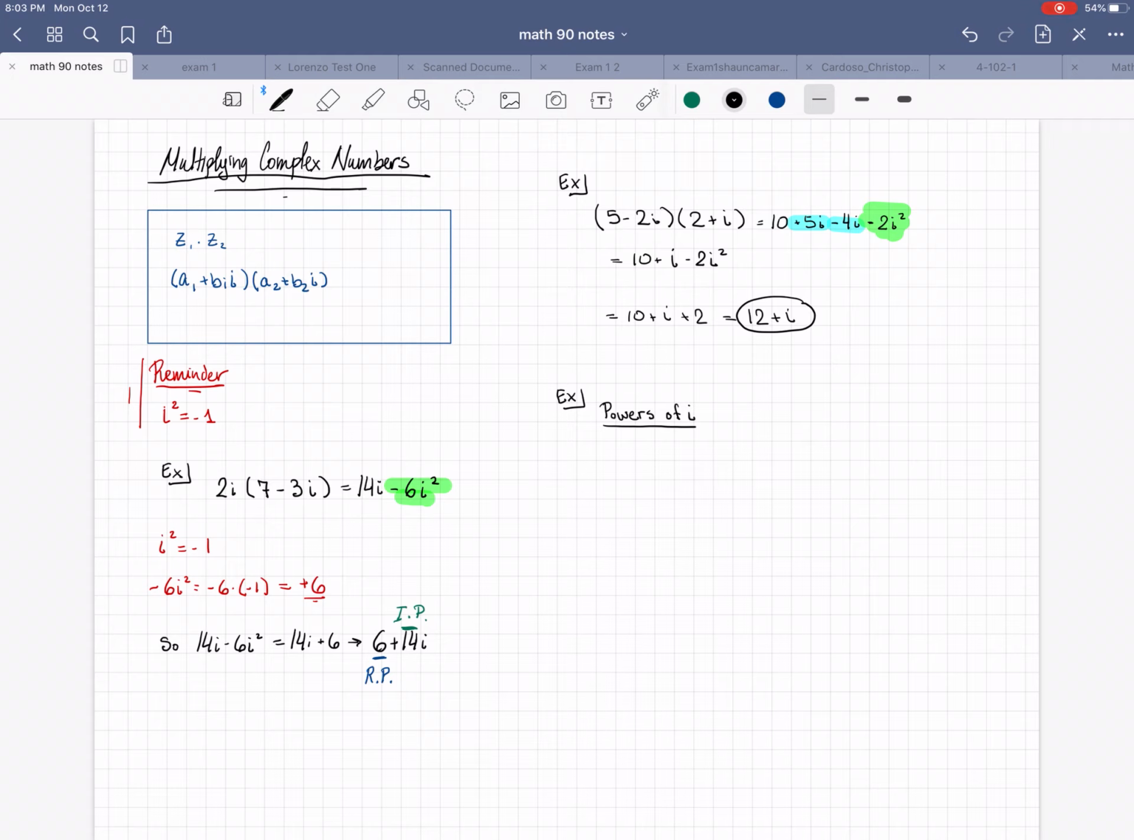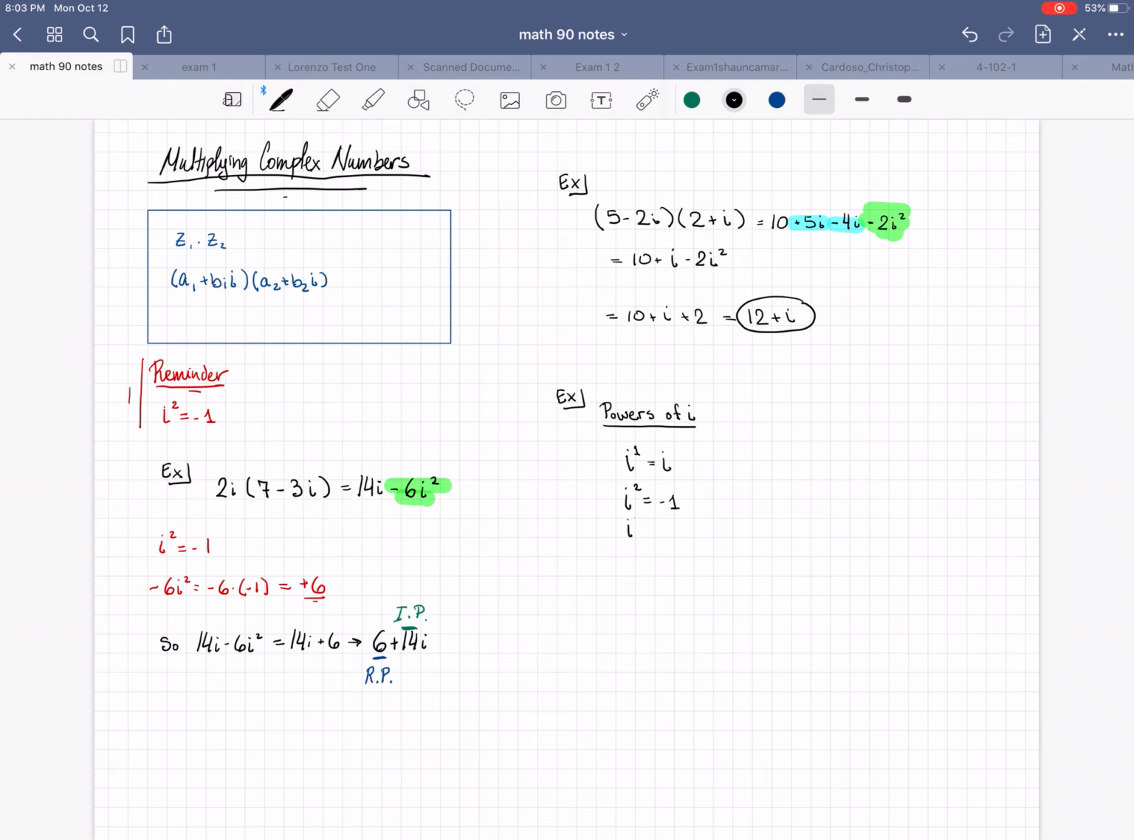So I'm going to start this with just i. i to the first power is just i. That is kind of a definition that we've accepted to be true. Anything raised to the first power is itself. i squared is -1, and that's by definition. That is how we define the imaginary number i.